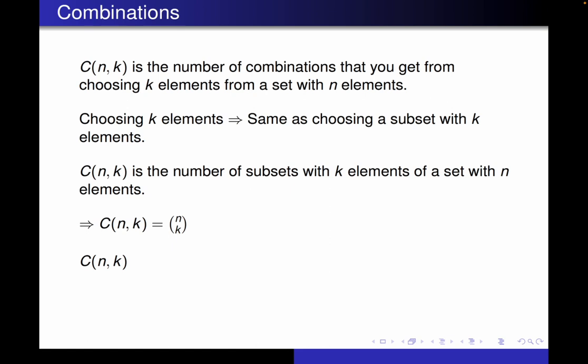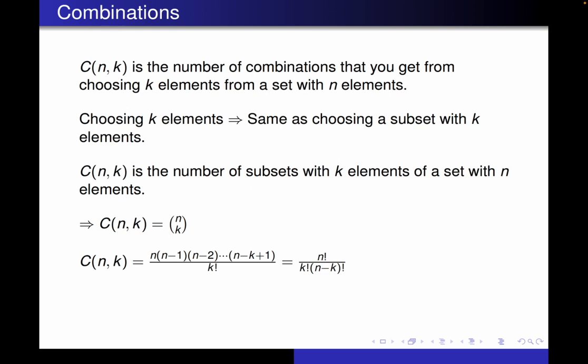And that means that the formula for C of n, k is exactly the same as the formula for n choose k, which is, well, here's the big numerator version of the formula. You take n times n minus 1 times n minus 2 all the way down to n minus k plus 1 and divide that by k factorial. Or if you would prefer to multiply top and bottom by n minus k factorial, you get n factorial on the top and k factorial times n minus k factorial on the bottom.